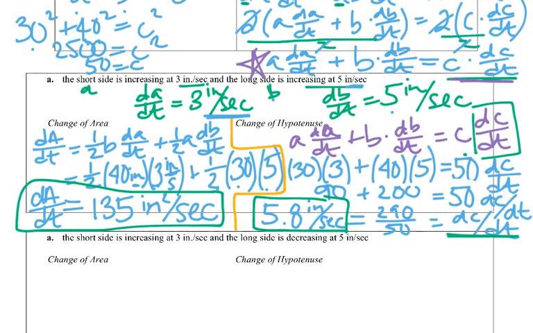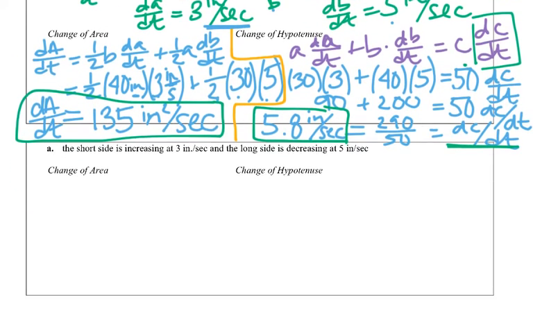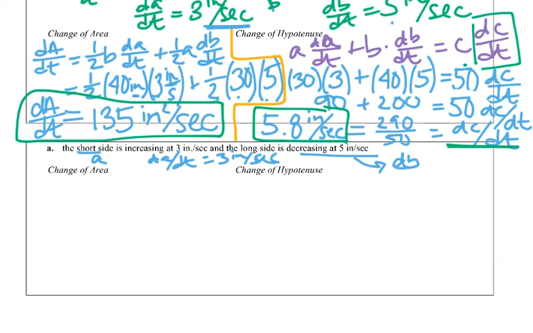Okay, so let's finish the next part. All right, so our second example, the short side is increasing at 3 inches per second and the long side is decreasing at 5 inches per second. So here the short side A is increasing at 3 inches per second. That means dA/dt is 3 inches a second. And the long side is decreasing at 5 inches a second. That means dB/dt is negative, because we're decreasing, negative 5 inches a second.